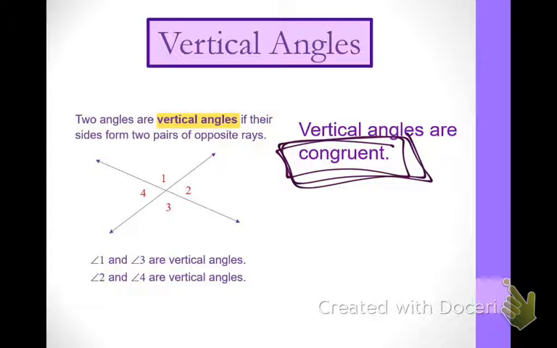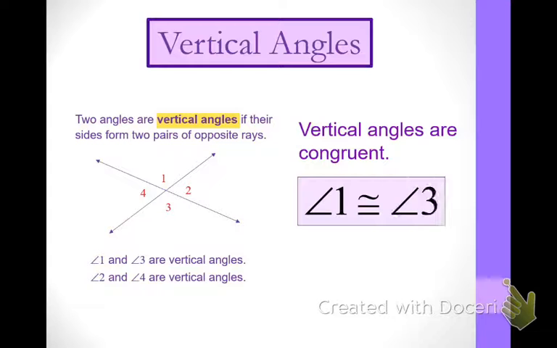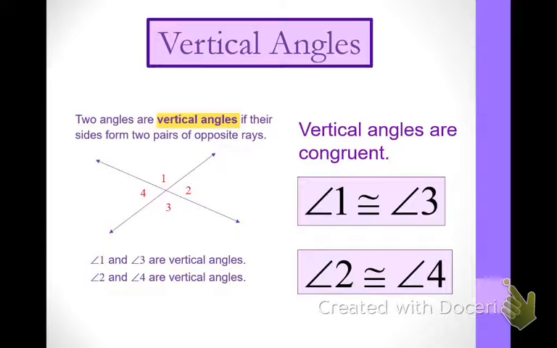So vertical angles are congruent. That means whatever angle 1 is, angle 3 will be the same. So angle 1 is congruent to angle 3. I'm pretty sure that actually pops up. All right, and what about angle 4? Angle 4 is congruent to angle 2. So angle 2 is congruent to angle 4. All right, so vertical angles are congruent. You'll still look for that letter V.